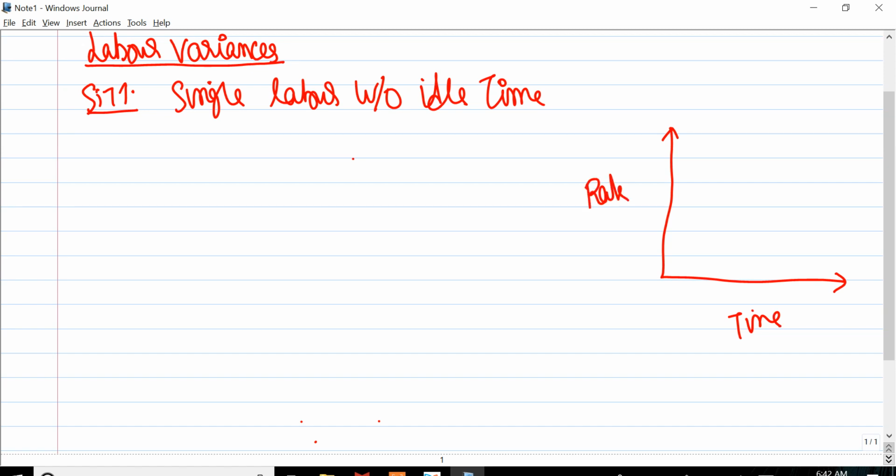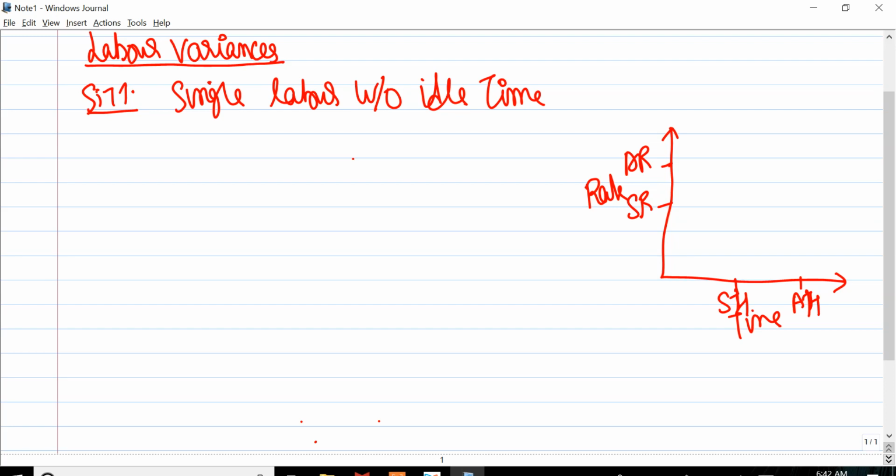So we have standard hours and actual hours, SH and AH, SR and AR, standard rate and actual rate. So standard rate per hour, actual rate per hour, standard hours, actual hours. How is standard hours calculated? In the labor chapter you would have learned standard time is computed with the help of actual output.